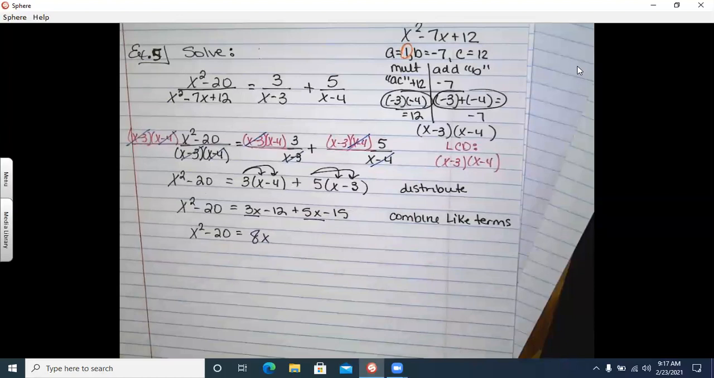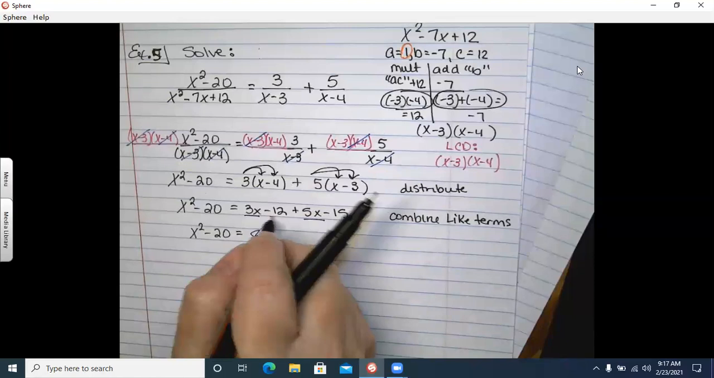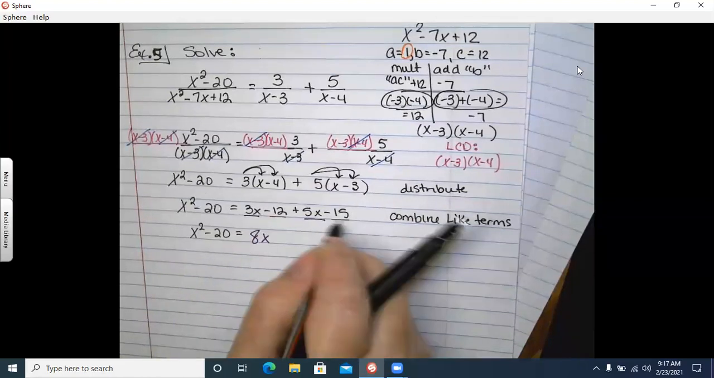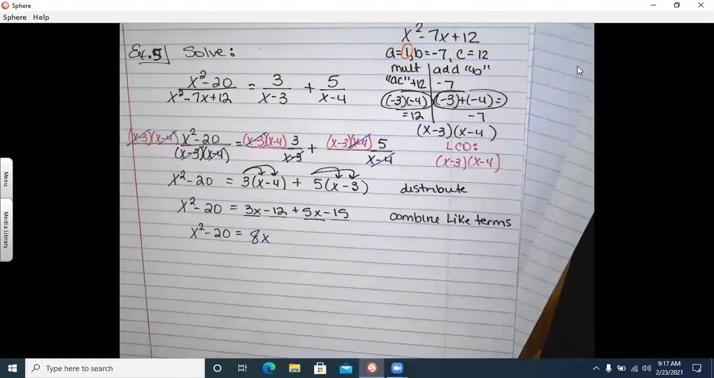Well, negative 12 is a constant. It has 0 degrees. Negative 15 is a constant. It has 0 degrees. So be careful with your signs. If you don't know, use your calculator. We're where we left off last class on the notes. We just picked up there.